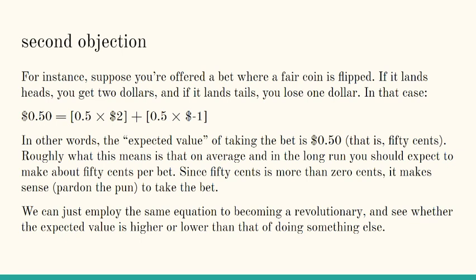One way to think about what that means in the long run is, if we played this game 1 billion times, on average, you would expect to make about 50 cents per time that we played, right? If we played it 1 billion times, in the end, you'd have about $500 million. And so, because the expected value of taking the bet is positive, you should expect to make 50 cents every time you play. Okay, you should take the bet.